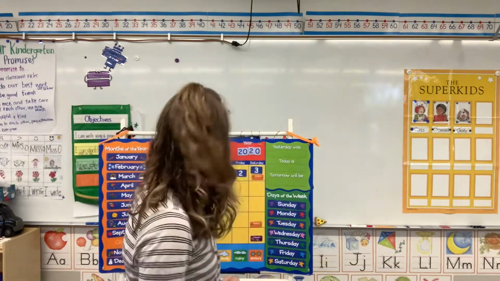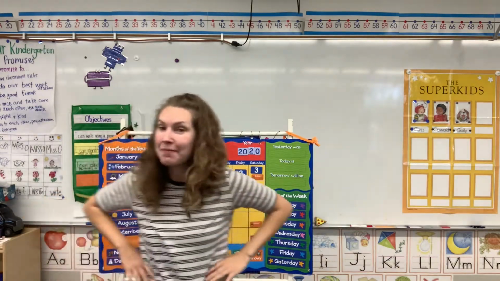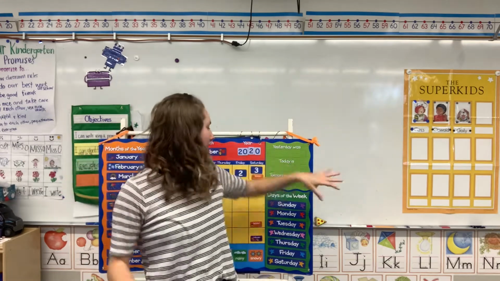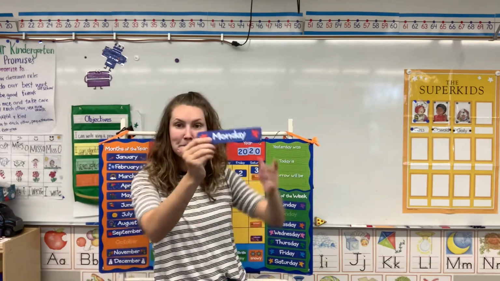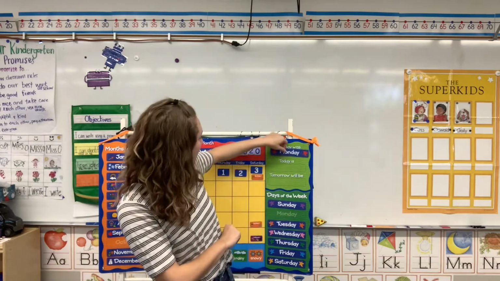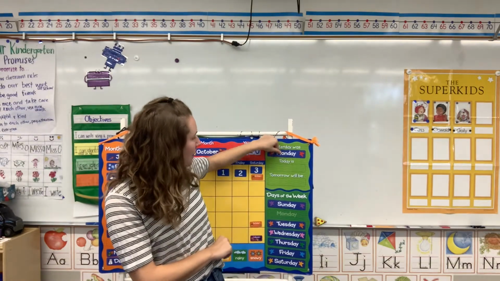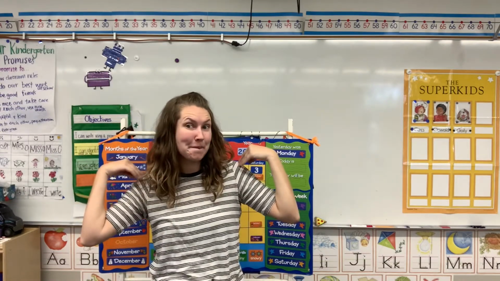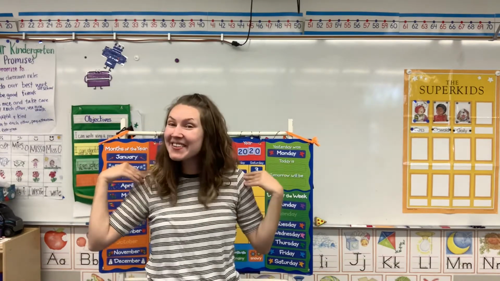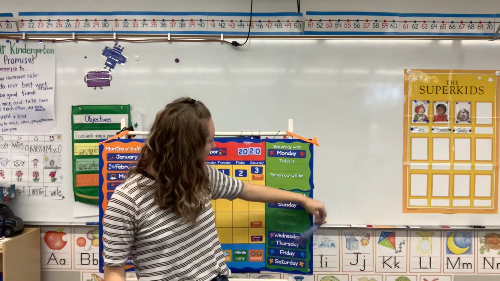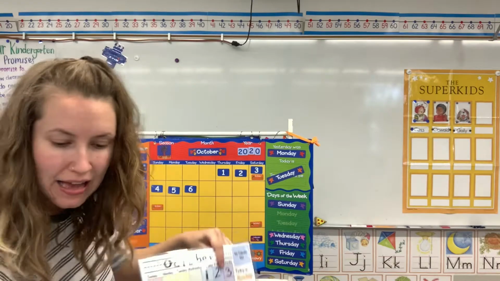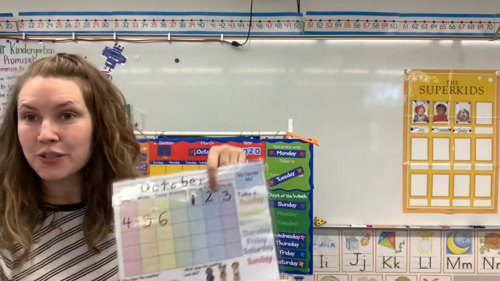Okay, let's talk about what day it is today. Yesterday was the beginning of our week, so we said it was Monday. So I'm going to put Monday under yesterday was. Now, if yesterday was Monday, what day is it today? Tuesday. Very good. Today is Tuesday, which means that on our calendar mat, we can circle Tuesday.